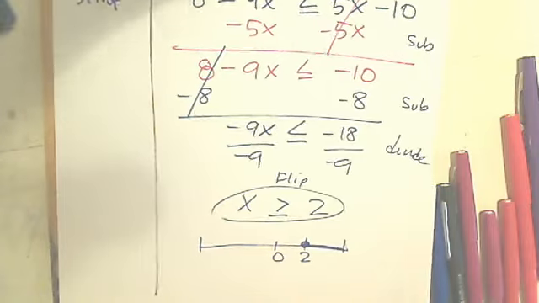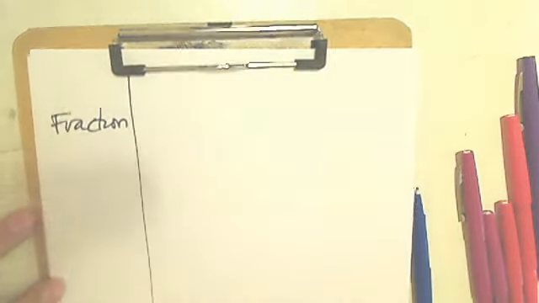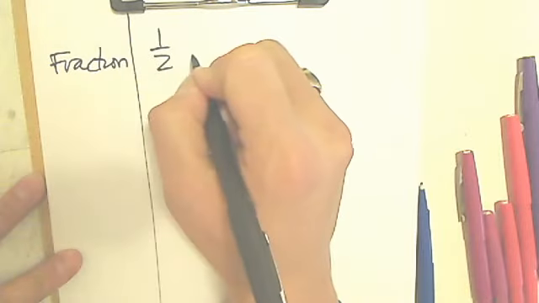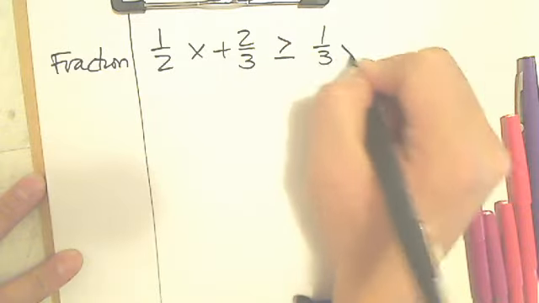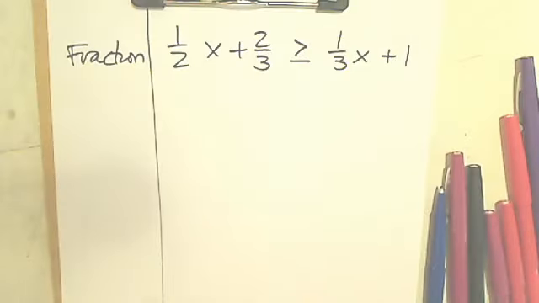Anyone have a question on this example? Let's do a fraction one, since you said that. 1/2, stop complaining. 1/2 x plus 2/3 is greater than or equal to 1/3 x plus 1. Be careful about your common denominators when you multiply and add them.